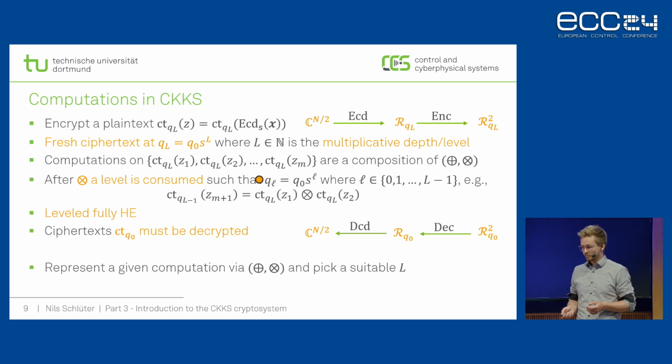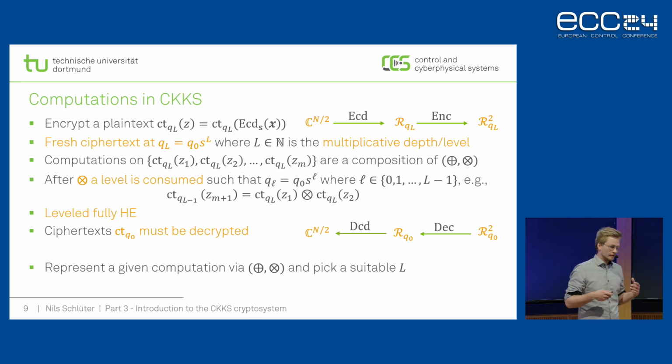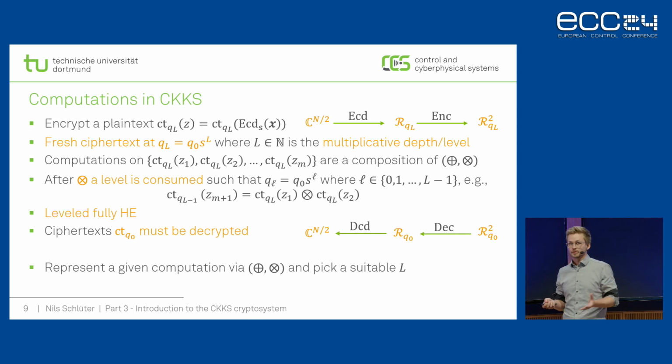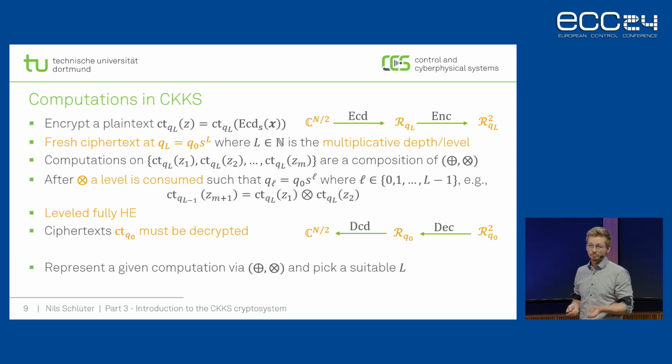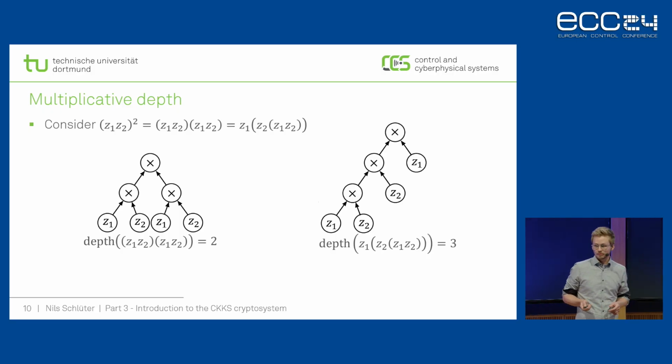So what we do then is we apply the decryption function and the decoding function denoted here. And your job as a control engineer would then, in this context, be to represent a given computation, a given algorithm, in terms of these homomorphisms, and to pick a suitable amount of levels L. To give you an example of how this might look, consider the computation z1 times z2 squared. You can write this in two different forms. The first one would be like this, with these brackets, and the second one like this.